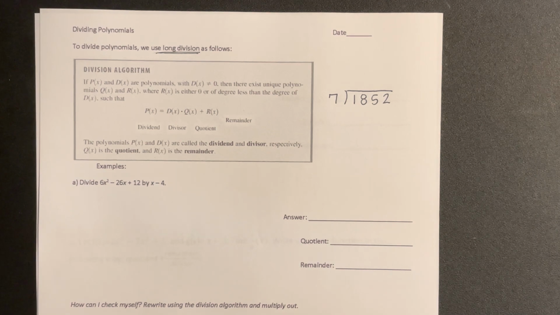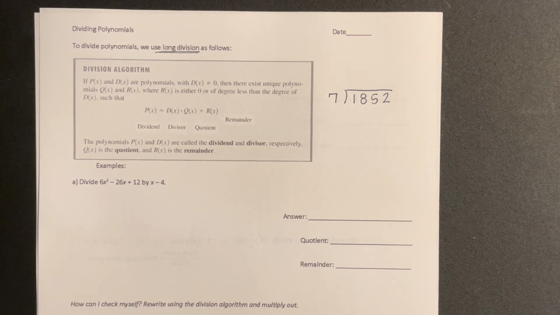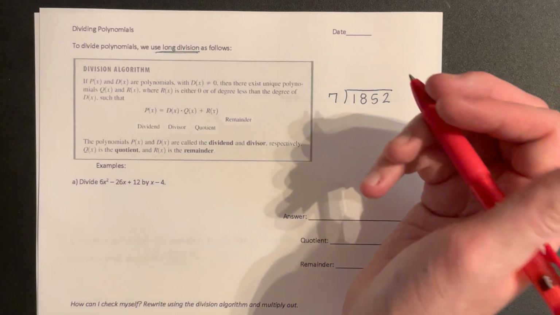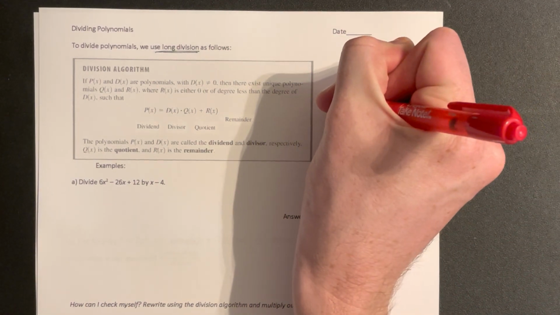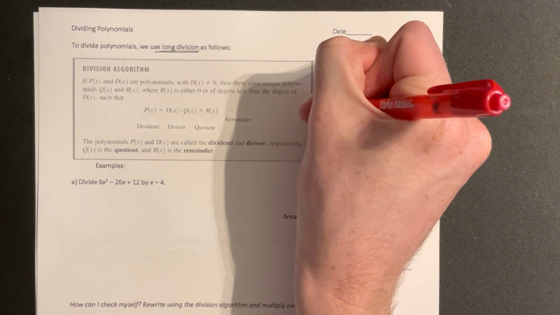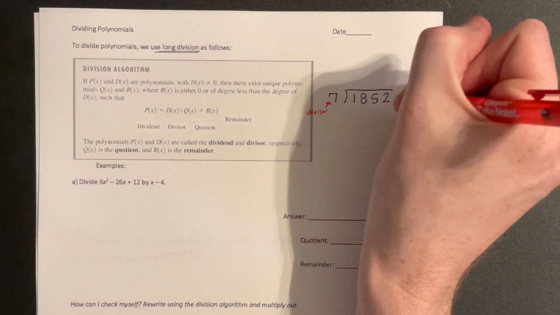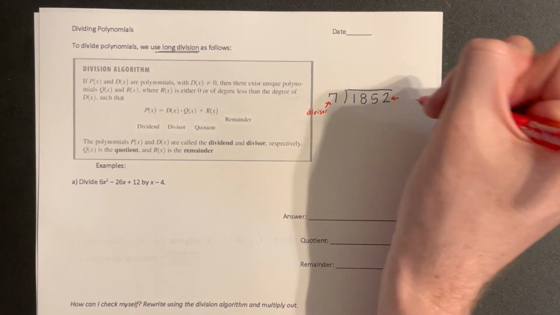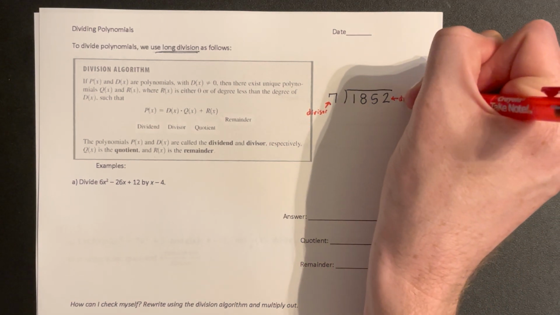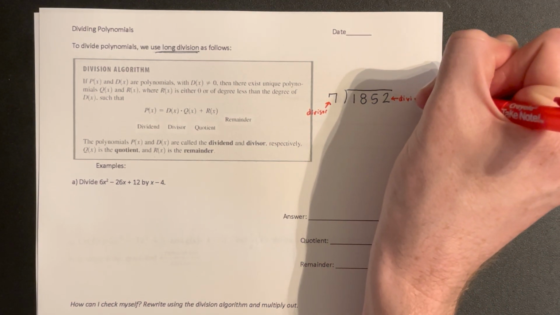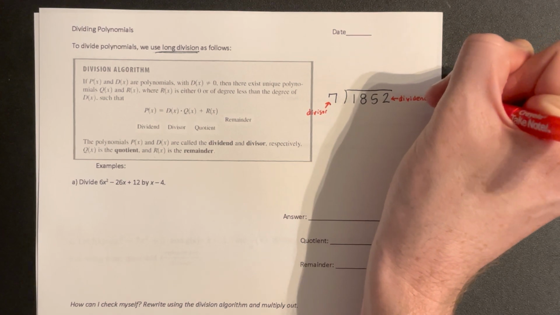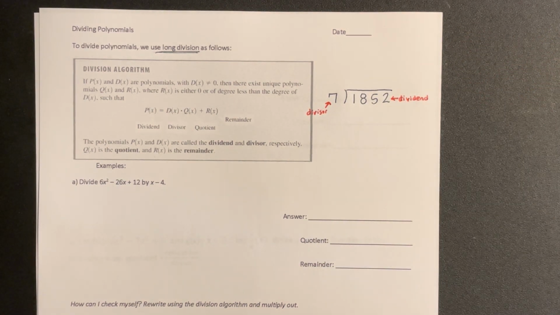So maybe I have 7 into 1,852. The 7 is what's called our divisor. So that's what we're dividing by. This 1,852 is our dividend. And our answer is the quotient. So that's what we're trying to actually find, is the answer to a division problem.